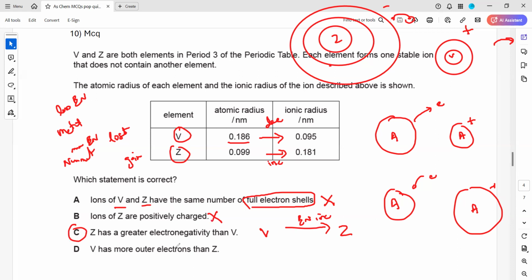And V has more outer electrons than Z. Again, that statement is also incorrect. They will have the full outer shell, completing the octet. When Z is forming an ion, it will complete 8 electrons in the outer shell. It's period 3 only. And same thing when V is losing electrons, its outer shell now will be the second one, and it will also have 8 electrons in the outer shell. So C is the right statement.